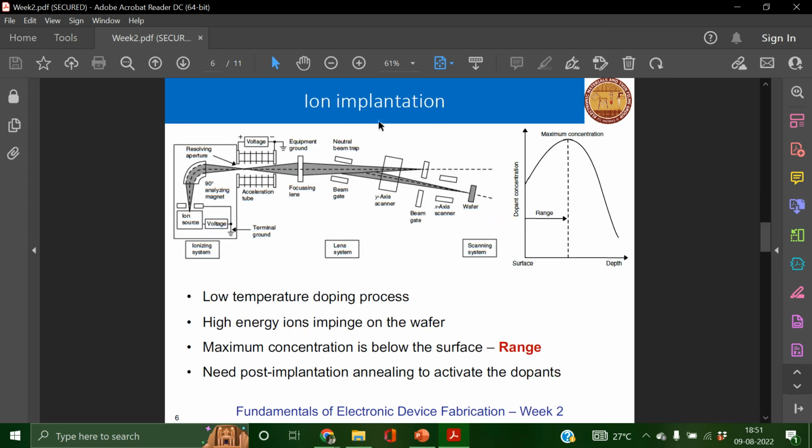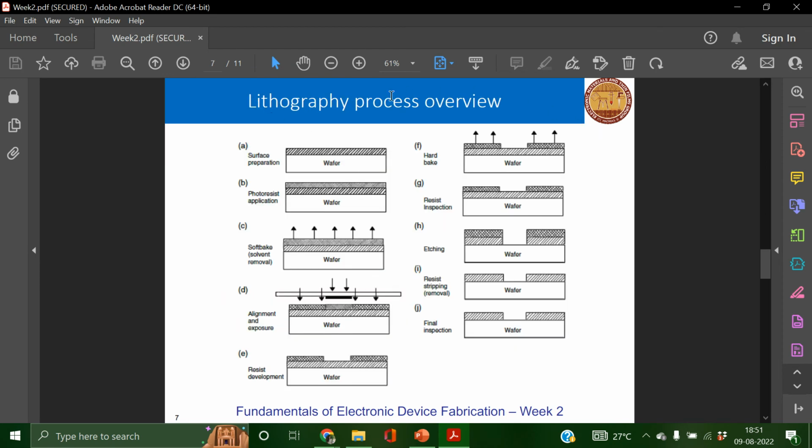After that, we went on to discuss ion implantation in that lecture. It is a lower temperature process, high energy ions will be impinging, maximum concentration occurs at the range, and after implantation, we need to activate the dopants. And lithography is discussed in lecture 3, and everyone please be very clear with this process, because a number of questions can come from each of these steps.